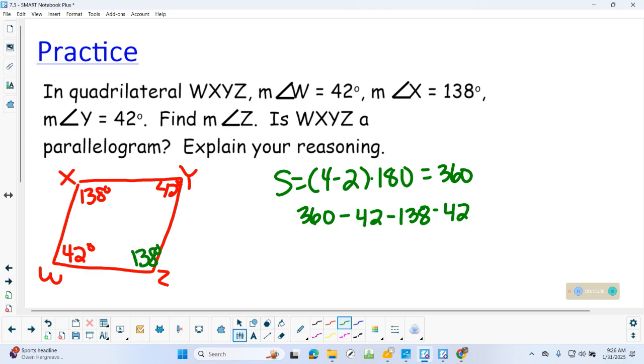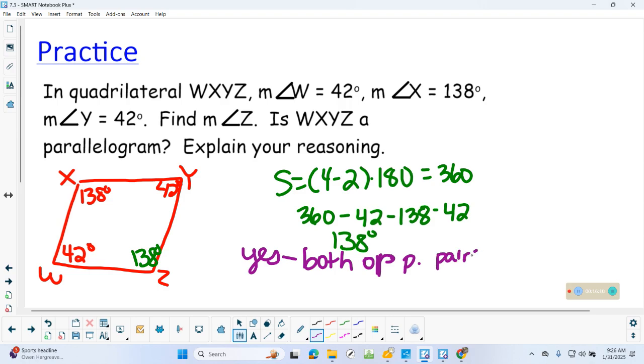Okay. So now I think we're getting somewhere. Now that I actually did the formula and calculated the 138, do you have enough information to say it's a parallelogram? Yes, because now we do know that both opposite angles are congruent. So I'm going to say yes, it's a parallelogram. Both opposite angles congruent. That's OPP. Man, my handwriting's getting sloppy. Opposite pairs, angles, congruent. Okay.